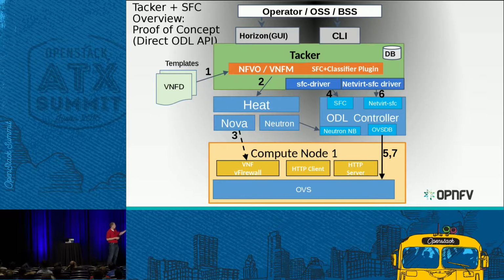And so for this demo, the compute node there is an actual accurate representation of what the demo is going to be. We're going to have one VNF that's a virtual firewall. And we have an HTTP client and HTTP server. So we're going to use the HTTP client to send curl requests to the HTTP server and see if traffic actually goes through the chain or not. And then on the other side of that, you have the SFC driver talking to ODL SFC to create the chain, and then the NetVirt SFC driver talking to NetVirt SFC to create the classifier.